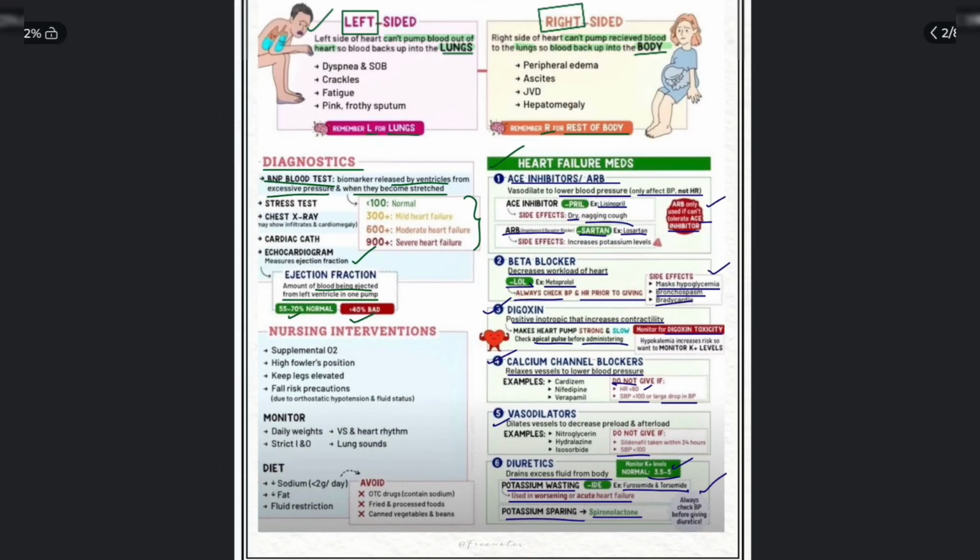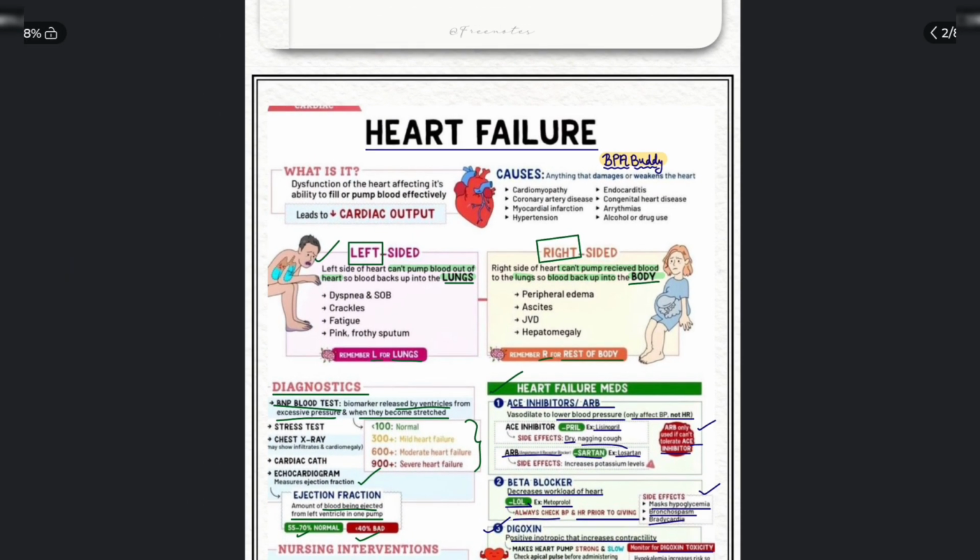So if you remember this: heart failure leads to lower cardiac output, L means lungs, and R means rest of the body, then BNP and EF are the diagnosis, and drugs are used to reduce the workload and remove fluid.